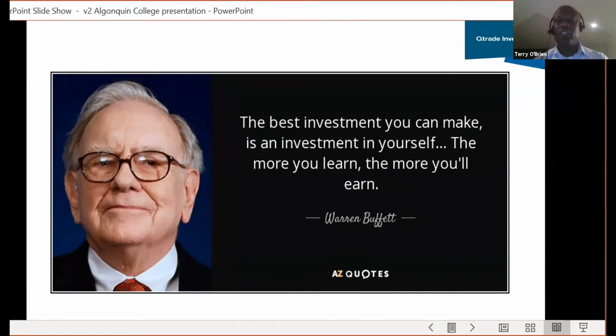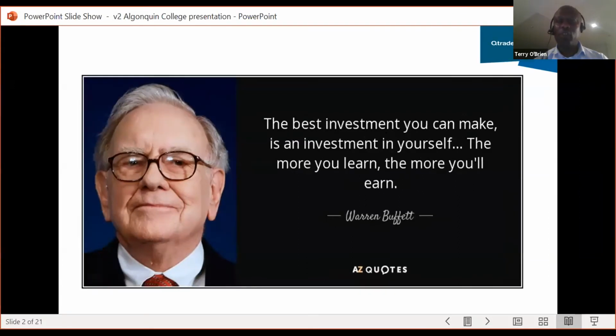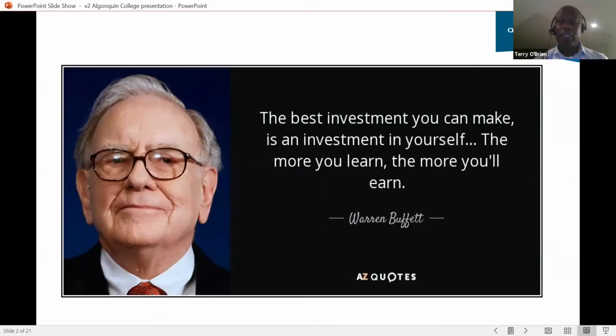So what we want to do today is, first off, we want you to learn more about investments. And that's the most important thing. But hopefully also, if you already have investments, you can also learn to earn more on your investments.